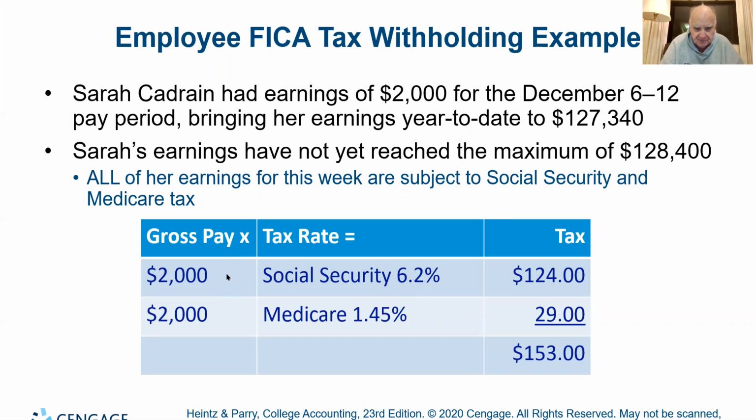So 2,000 times 6.2% is 124. 2,000 times 1.45% is 29. So the total FICA that comes out is 153. One for the pension, one for the health insurance piece. 127,340. I have to remind myself what that number is.